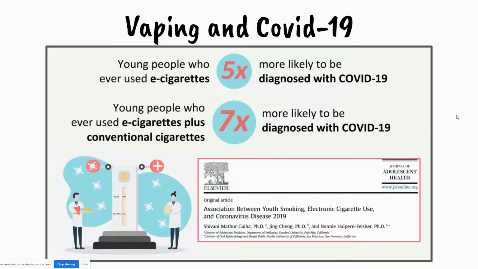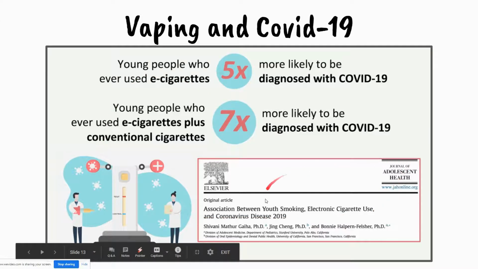So when you're inhaling all these chemicals into your lungs, you are increasing your risk of also contracting the COVID virus. And young people who have ever used an e-cigarette and also a traditional conventional cigarette, they're 7 times more likely to be diagnosed with COVID-19. And I put the graphic here from the CDC, and they pulled this from the Journal of Adolescent Health. And this will also be linked in ManageBac if you want to read more about this.